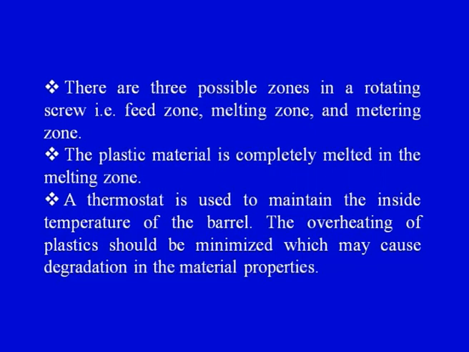The plastic material is completely melted in the melting zone, which is very important in order to make products by the extrusion process. A thermostat is used to maintain the inside temperature of the barrel. The overheating of the plastic should be minimized, as it may cause degradation in the material property. It is very obvious that if we raise the temperature beyond a particular level, the properties of the material, that is the plastic material in our lecture today, will get degraded because of the high temperature to which they are subjected.